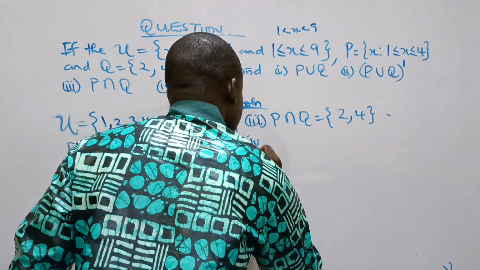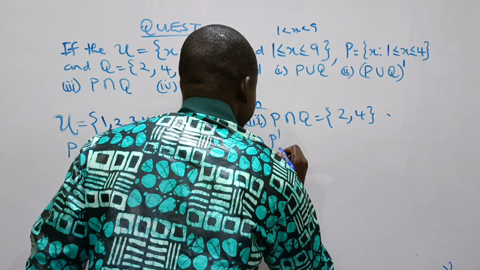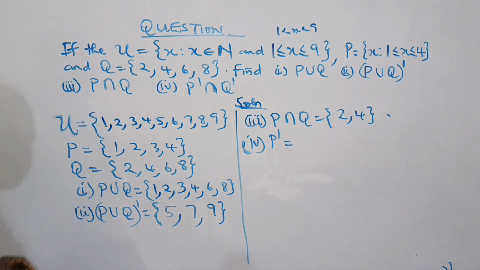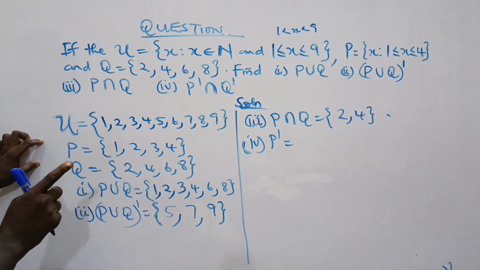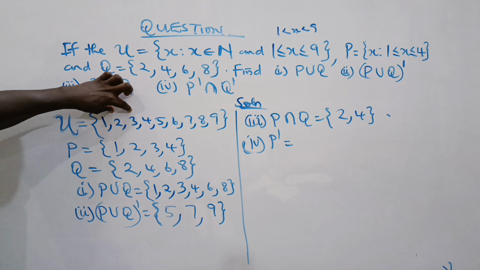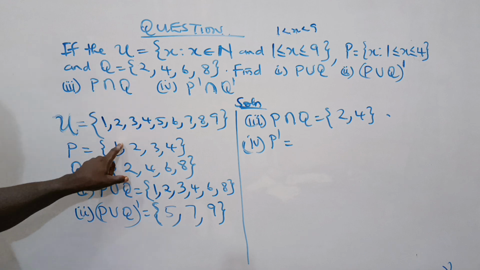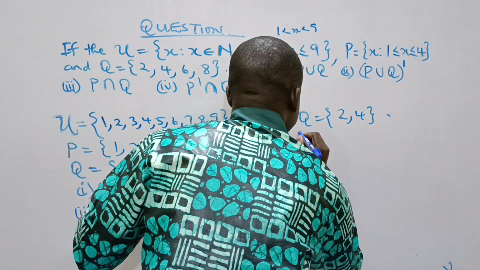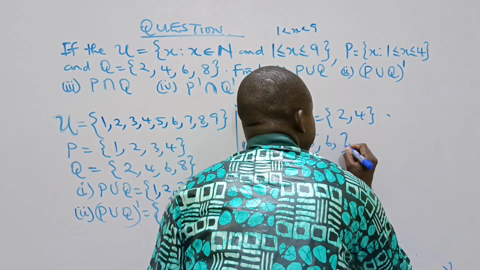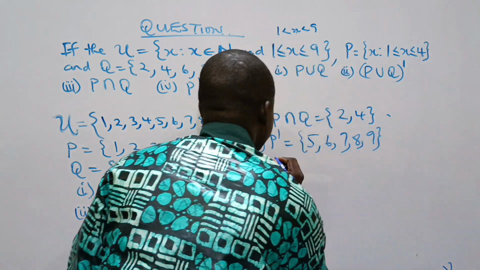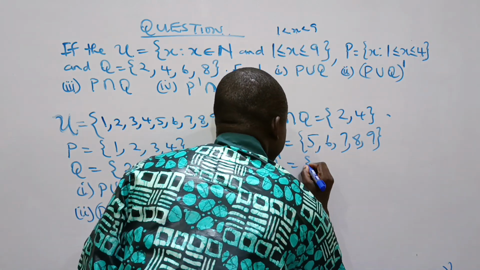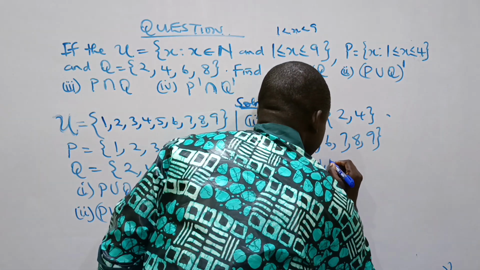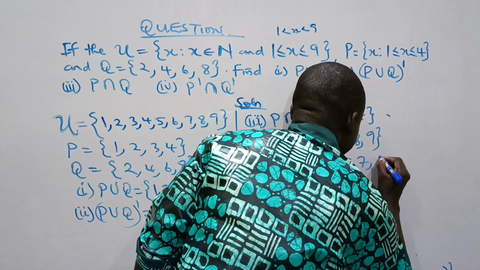Then the last question is where we have P prime intersection Q prime. It simply means that we first find P prime. What is P prime? P prime, that is the complement of P, simply means the elements that we have in the universal set that are not in P. Then we have 1 to 4 as P, so 5 to 9 will be P prime: 5, 6, 7, 8, 9. Then we go ahead and find Q prime also. Q prime will be the odd numbers from 1 to 9: 1, 3, 5, 7, 9.